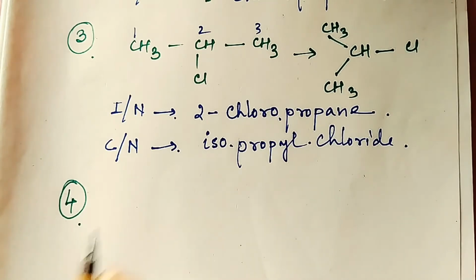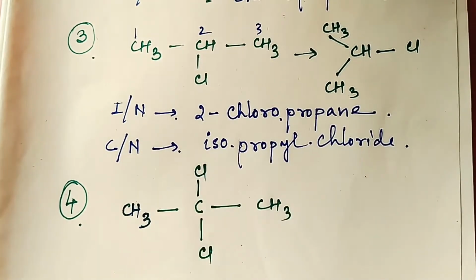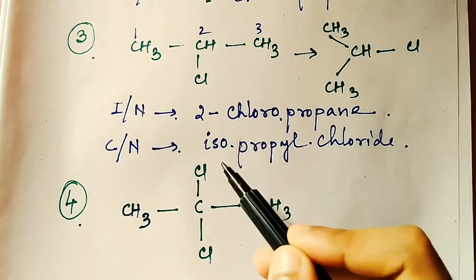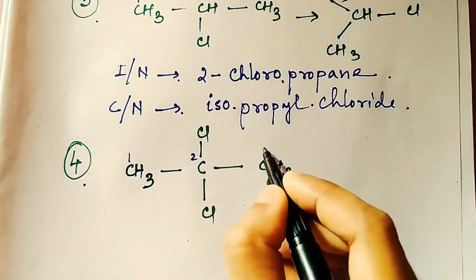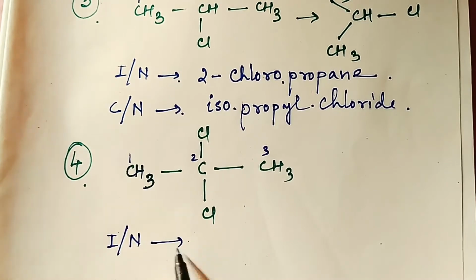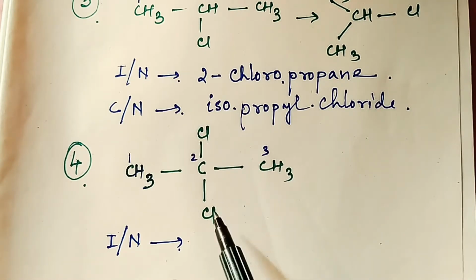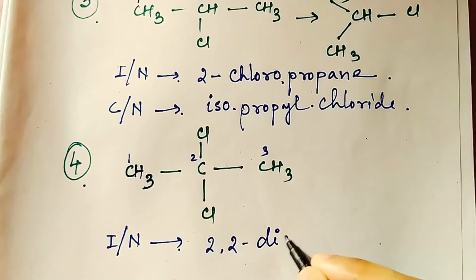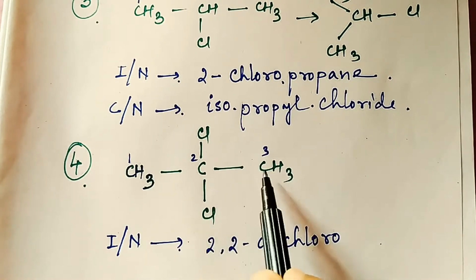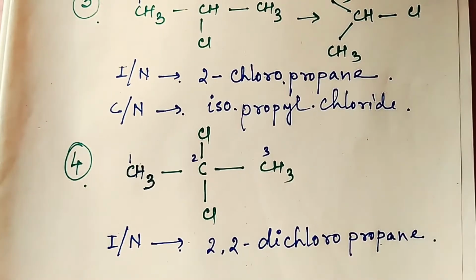Next example, CH3. In this case you can see 2 halogens are present. In the previous case only 1 halogen was present, and here 2 halogens are present. So the first task is to give the number on the alkane chain, 1, 2, 3. What will be the IUPAC name of this compound? Haloalkane is the structure. Both halogens are present on the second carbon atom. So 2,2-dichloro, then 3 carbon atoms in the alkane chain, so propane, 2,2-dichloropropane.